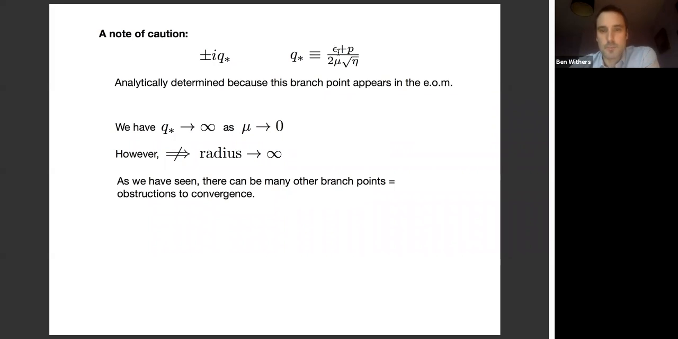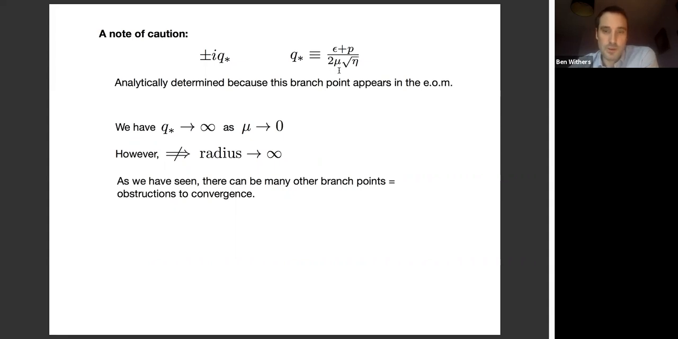And from this, you can conclude that as you take the chemical potential to 0, so as you approach the neutral limit, this branch point location goes to infinity, because it goes like 1 over mu. However, this does not imply that the radius goes to infinity. As I mentioned, what you have to do is look in the complex Q plane and look for the closest singularity to the origin.